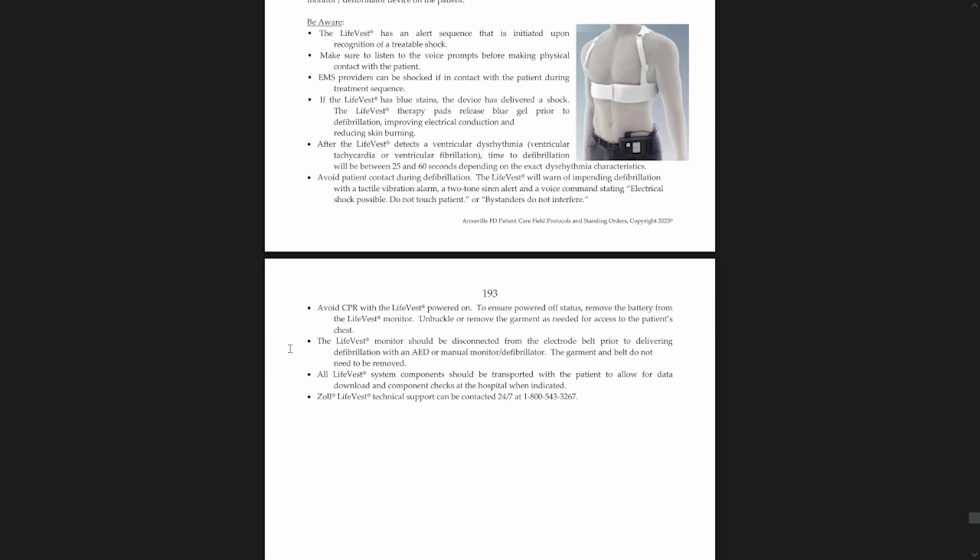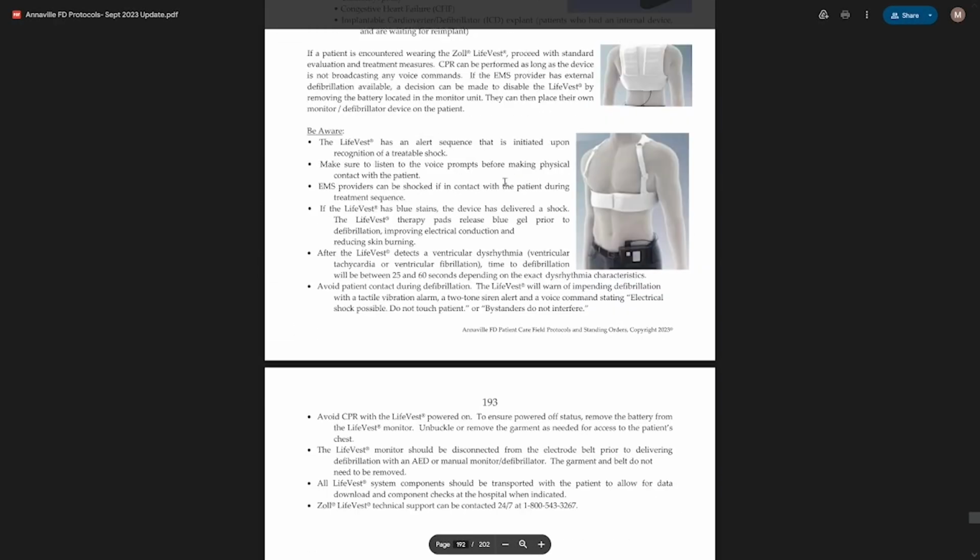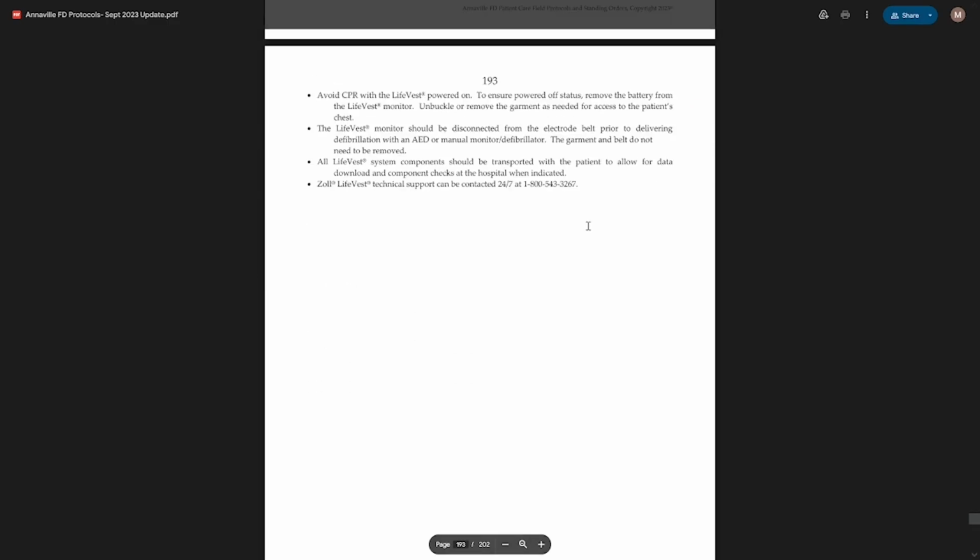The Life Vest monitor should be discontinued from the electrode belt prior to delivering defibrillation with an AED or manual monitor defibrillator. The garment and the belt do not need to be removed. All Life Vest system components should be transported with the patient to allow for data download and component checks at the hospital when indicated. The Zoll LifeVest technical support can be contacted 24/7 at 1-800-543-3267. So if you want to learn more about it, just look it up yourself, but just note those things.